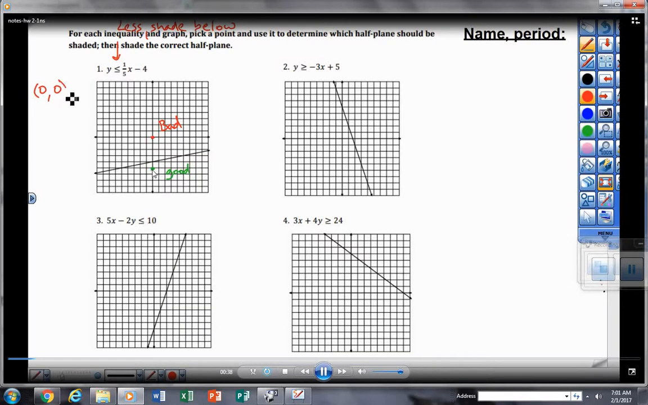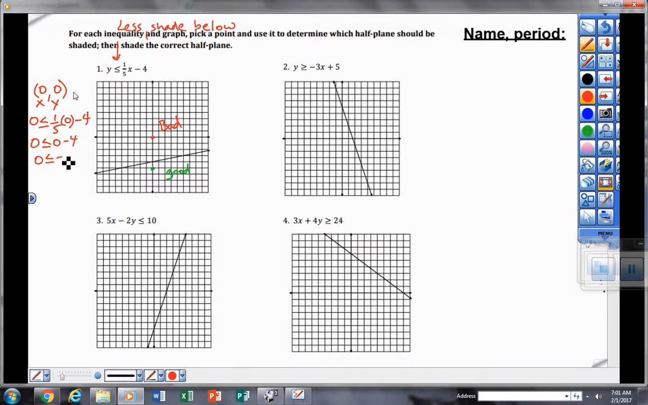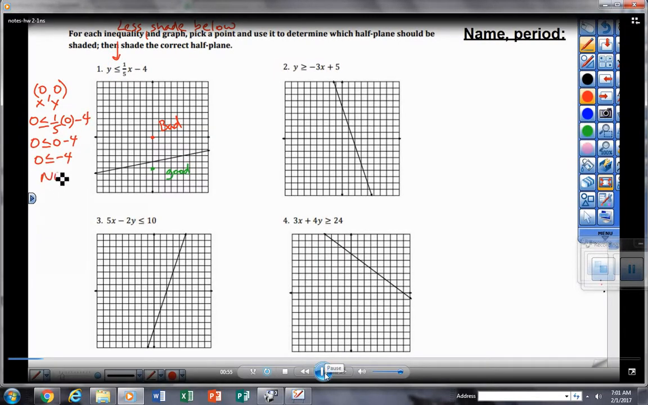I'm going to pick 0, negative 5. So 0, 0, the point 0, 0, plug in x and y is 0 into this inequality. Gives me 0 less than or equal to negative 1/5 times 0 minus 4, because 1/5 times 0 is 0. 0 less than or equal to negative 4 is not a true statement. 0 is not less than negative 4. You would rather owe someone no money than owe them $4. So again, 0 is not less than negative 4.